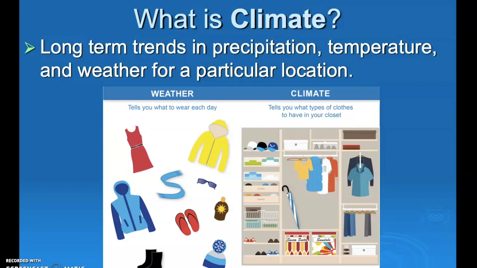Hey everyone, in this lesson, we're going to talk about climate. So, what exactly is climate? It's the long-term trends in precipitation, temperature, and weather for a particular location.